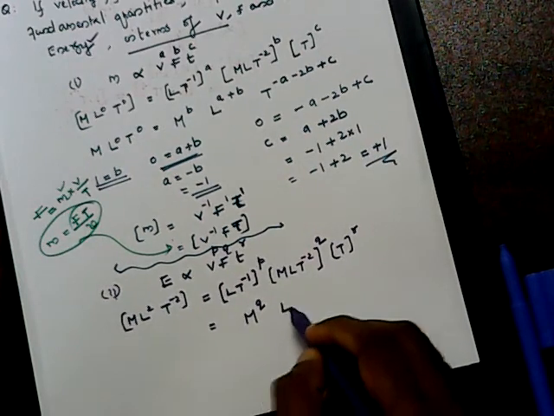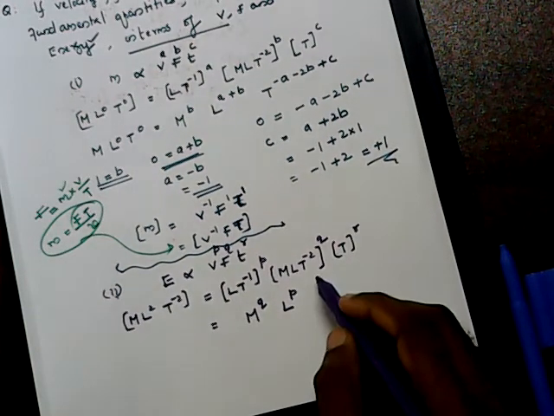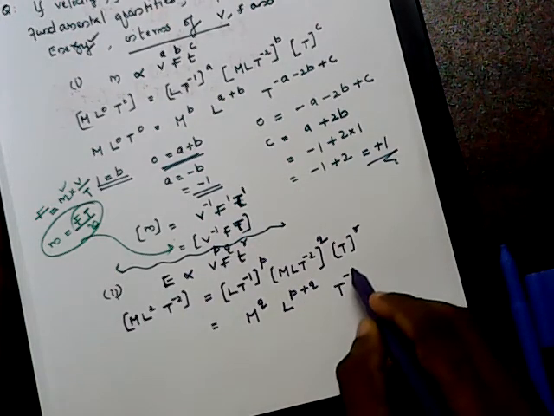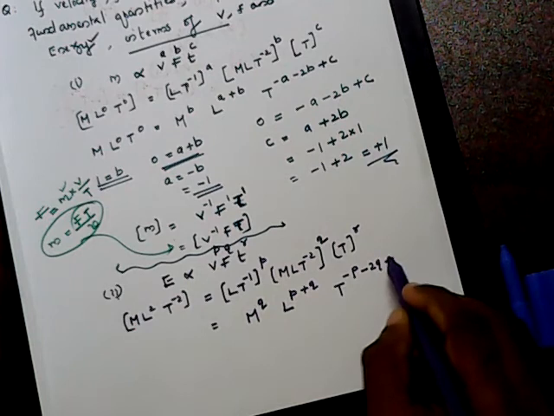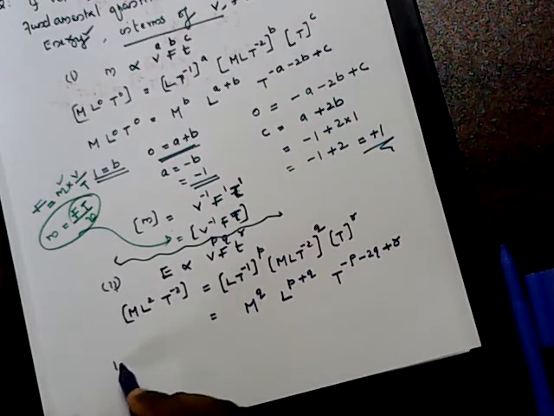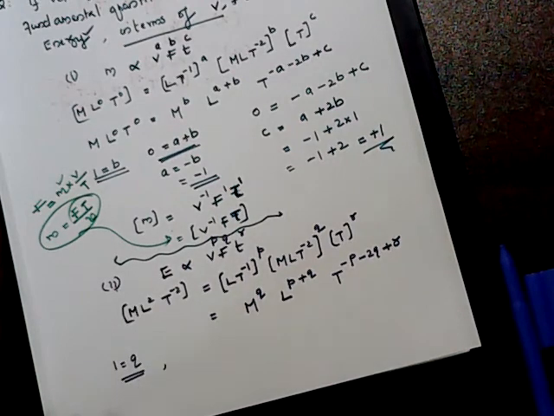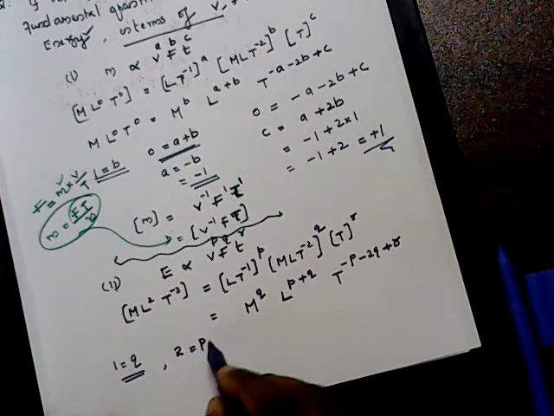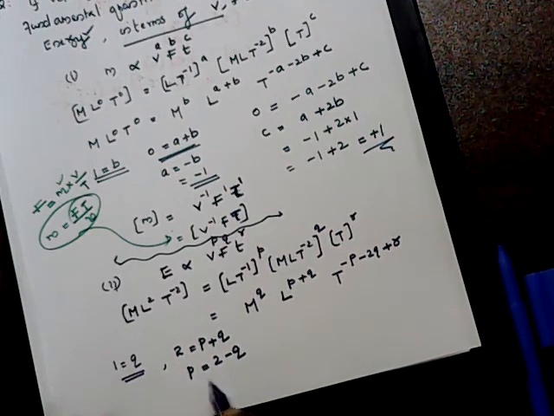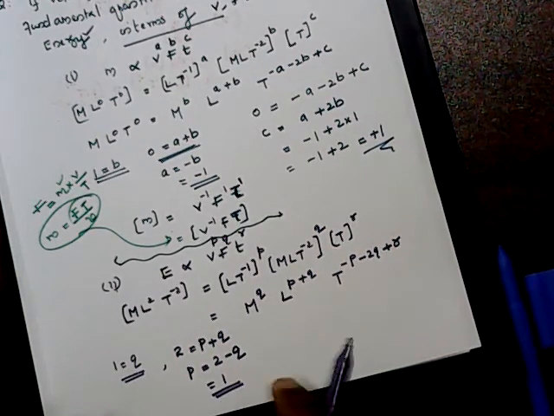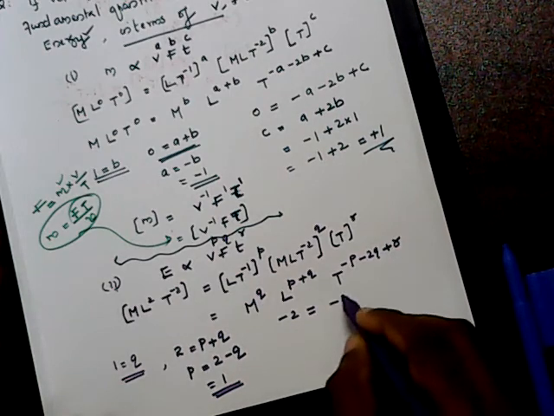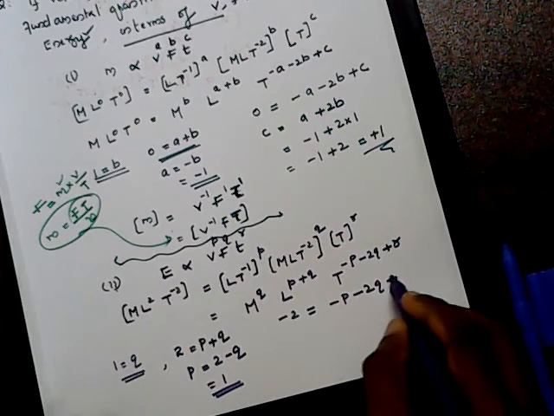And L, you can group them here, L raised to p, and here L raised to q, and t raised to minus p minus 2q plus r. Then you have to compare. Here the m got the power of 1, that is equal to q, and 2 got the power of p plus q. From that you get the value for p is equal to 2 minus q. So here q is 1, so p takes the value as 1. Then the t got the power as minus 2. It should be equal to minus p minus 2q plus r.